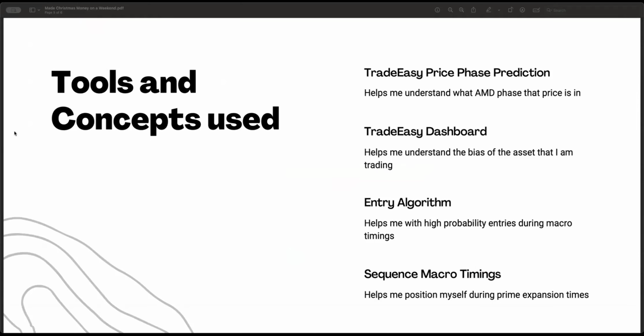All right. So now here are the concepts and tools that I used. I used the price phase prediction as I showed you: accumulation, manipulation, distribution, continuation. It helps me understand what AMD phase price is in. I use the Trade Easy dashboard, which gives me the bias of the asset that I am trading. I use the entry algorithm, which gives me high probability entries during macro timings.